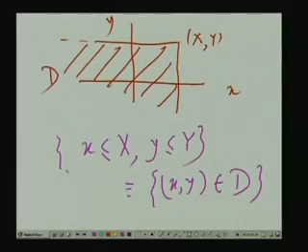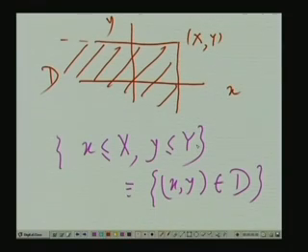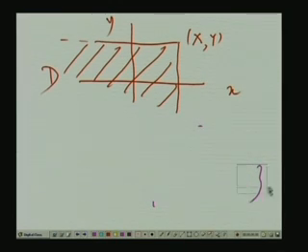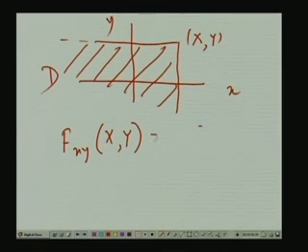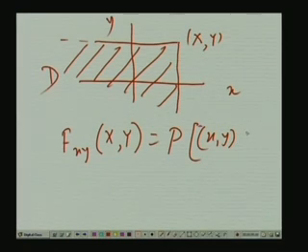So, the probability distribution will be the probability of this event, that is nothing but the probability of the event that I have shown, that is, the pair x comma y falling within this zone. There is a probability of this event.